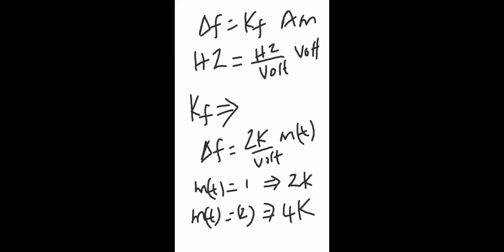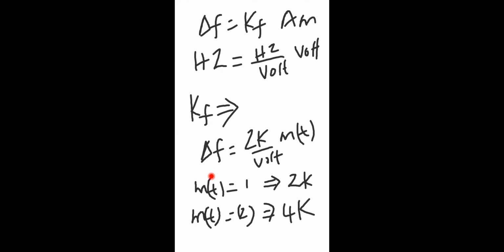Please remember, this is generally the maximum frequency deviation, but the best idea is that as the message value changes, the frequency deviation changes. In the notation we are using, del f is kf into am, but in reality it keeps on changing. The del f itself keeps on changing.